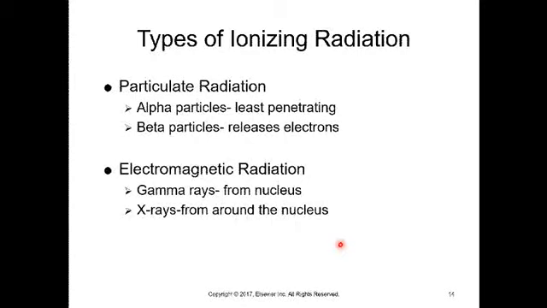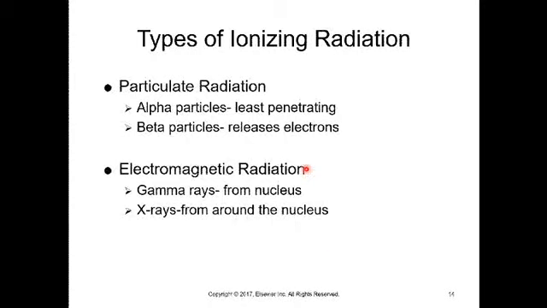And then you've got your beta particles. Your beta particles undergo what's called a beta emission, and that releases electrons. So that's the biggest characteristic you need to know for beta particles, that it releases electrons. And your alpha particles are your least penetrating of your particulate radiation.